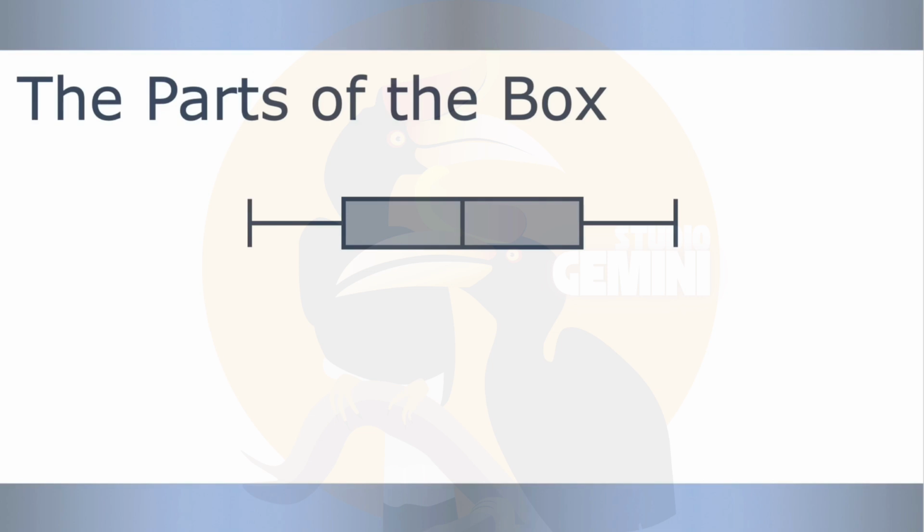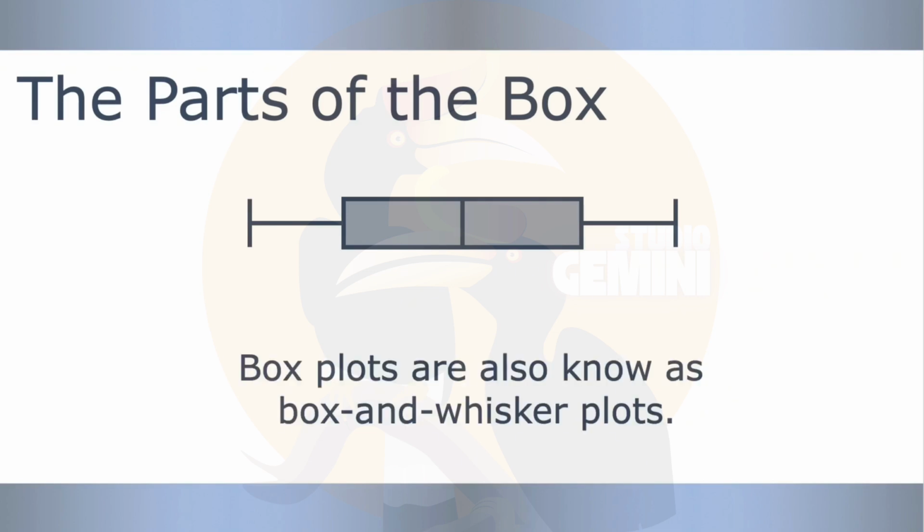Let's take another look at this box plot. Another name for a box plot is a box and whisker plot. You can see the box in the middle. The left edge of the box is the lower quartile. The line inside the box is the median, and the right edge of the box is the upper quartile. The whiskers are these lines that extend from the quartiles to the minimum and maximum values.